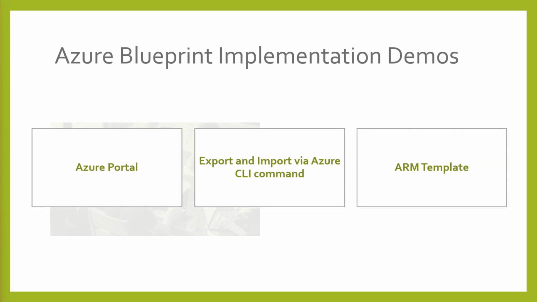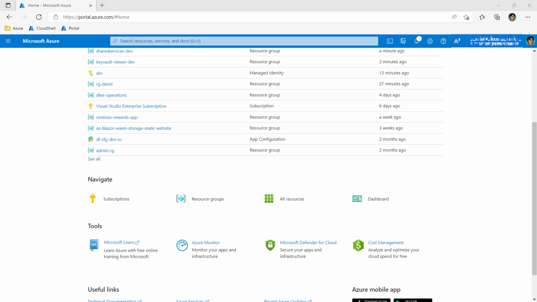We're going to take a look at a few examples of how we can implement Azure Blueprints with a few demos on the Azure portal. We'll also try to make use of the export and import feature on the Azure CLI command. And lastly, we're going to take a look at how we can think about implementing an Azure Blueprint via an ARM template. All right, so we'll go to the demo next.